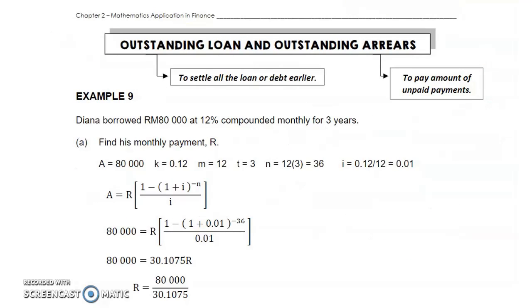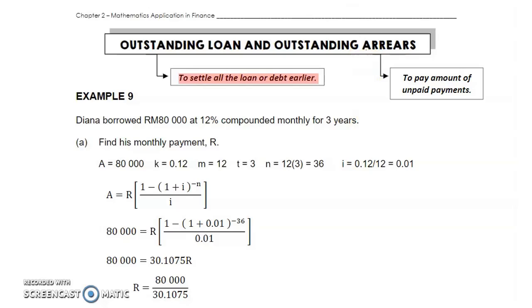Now let's look at the last part under the topic annuity, which is outstanding loan and outstanding arrears. First let's look at outstanding loan. Outstanding loan is the case where we want to settle all the loan, or all the amount of debt or balance, earlier. You want to settle earlier, before its maturity date, for example, before the time arrives. For example, if you make a loan for 10 years, but before 10 years you want to settle it earlier. That is what is meant by outstanding loan.